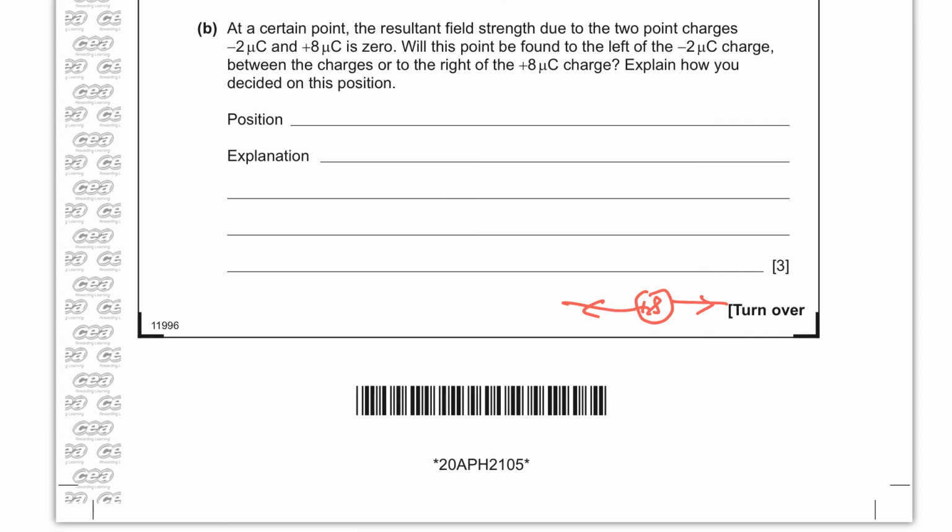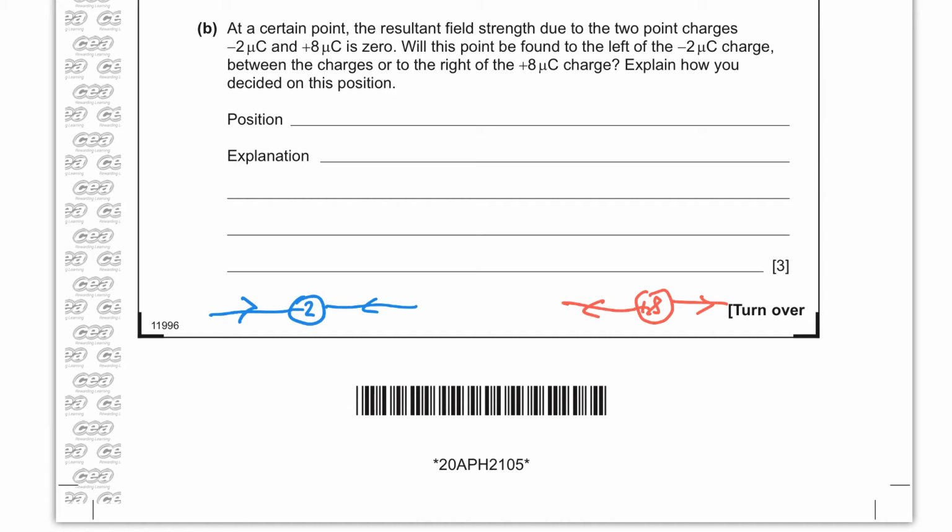So in the line joining the two charges, the field from the plus 8 is going to be away. So it's going to be to the left on the left of itself and to the right on the right of itself. The negative one is going to be a towards field. I'm going to use another color for it. So you're going to get something like that.